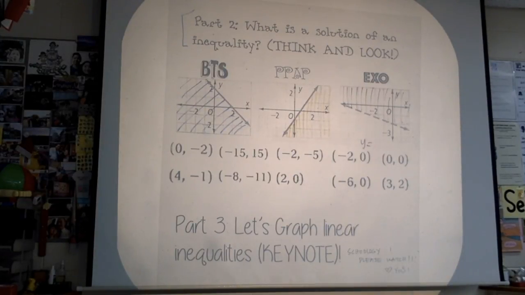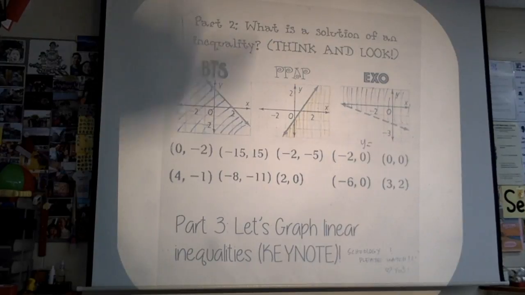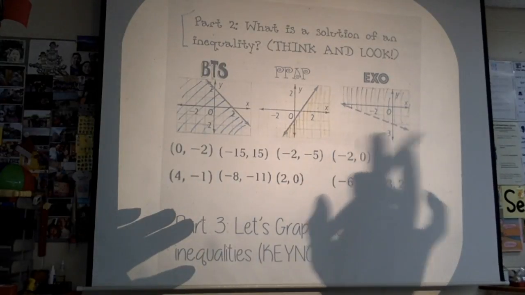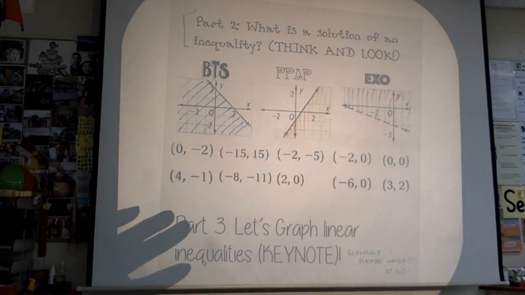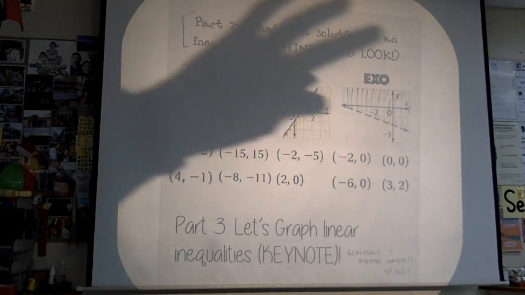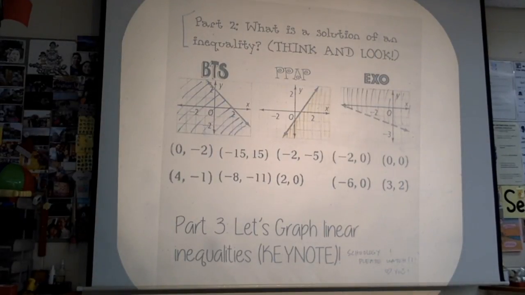All right, so part 2 now. Can you guys take a look at part 2? Turn the page. What is the solution of an inequality? Think and look. By given points here, we're going to see which graph each one belongs to, like 0, negative 2, negative 15, 15, negative 2, negative 5. Which of these graphs does it belong to? The first thing we should do is take a look. I know that your shading doesn't show up, so make sure that you shade that in.